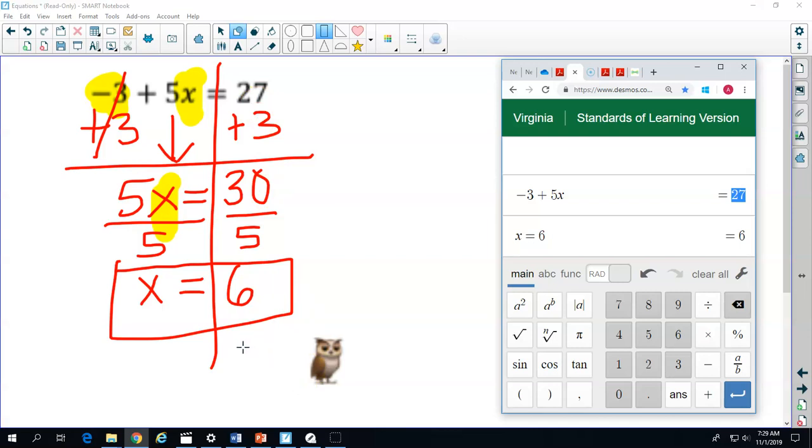All right, let's look at the third equation. And I'd like you at this point to start trying the equation. And then you can pause the video and then attempt it again.